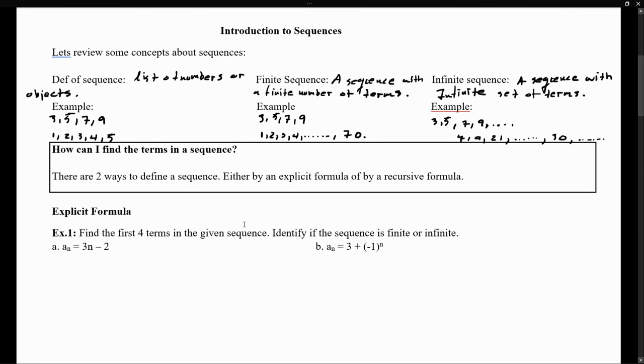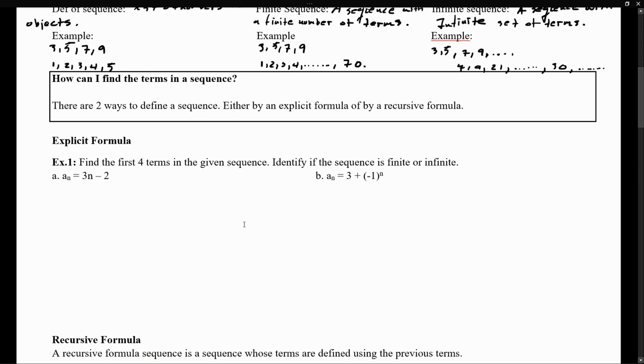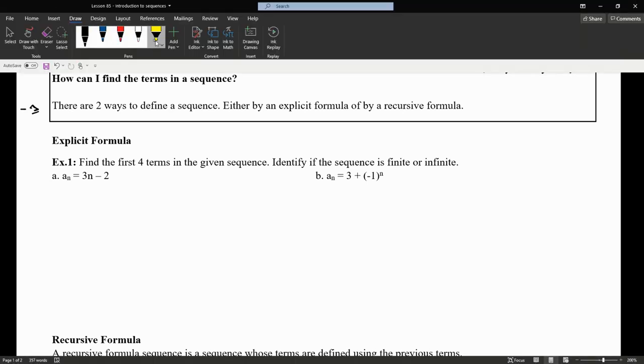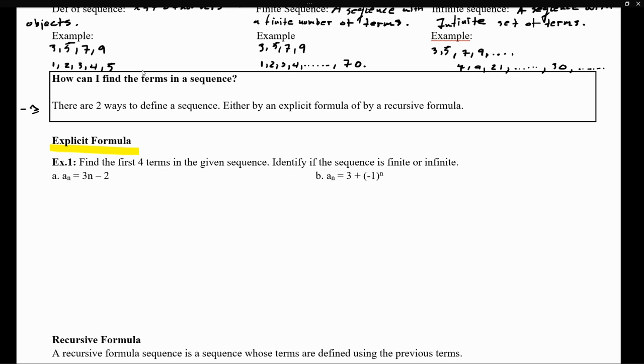Now let's start discussing what we call the formulas of the sequence. We mostly use the formulas, and we're going to talk about 2 types of formulas, to answer these questions. So how can I find terms in a sequence? The main idea for today is to define those 2 ways that we can define a sequence. There are 2 ways to define a sequence, either by what we call the explicit formula or by what we call the recursive formula. And we're going to give one example of each. So here we have an example of what we refer to as the explicit formula.